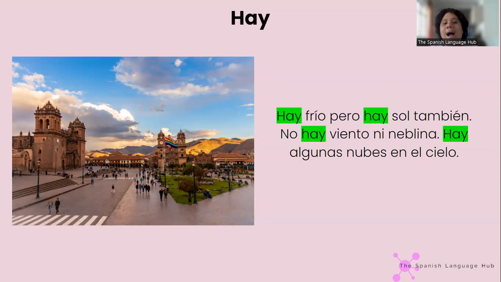So we use hay for temperature, hay frío, it's cold, or hay calor, it's hot. Hay sol, it's sunny, right? Things that we can see. No hay viento, ni neblina. There's no wind, nor fog. You can see the fog and you can see the effects of the wind. Hay algunas nubes en el cielo. There are clouds in the sky. You can see the clouds.